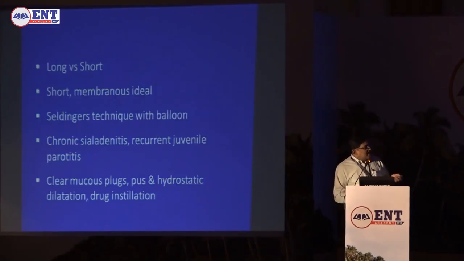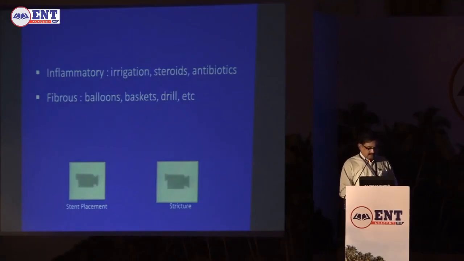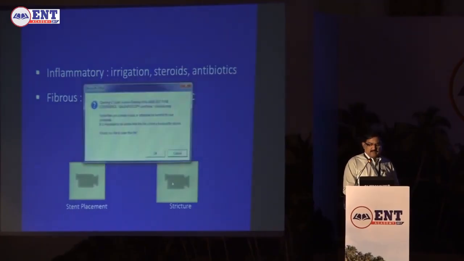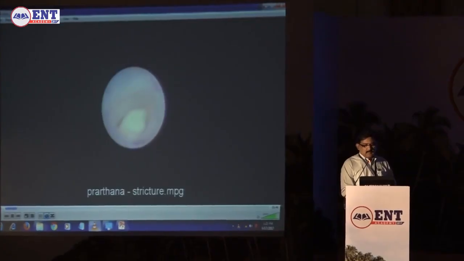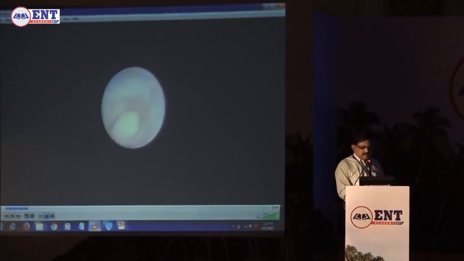So if you see in stenosis, the shorter stenosis is better, the shorter membrane is ideal, etc. Seldinger's technique is a time-honored technique where you pass a guide wire and then you dilate. So these are the patients. I think I'll show you a stricture. This is a patient who has a stone being retrieved by a basket.